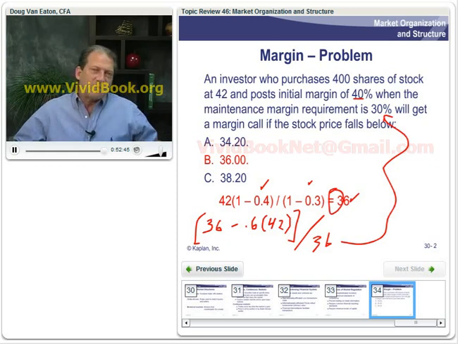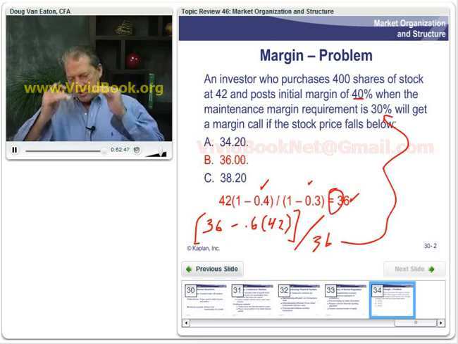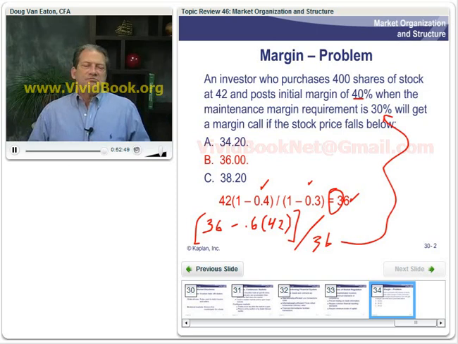But the formula is not that bad. Put initial on top of maintenance. It's okay, I comes before M in the alphabet. Shouldn't be too hard to remember. So 1 minus the initial over 1 minus the maintenance times 42. Don't worry about the 400 shares. Pick 36. Save yourself some time on these easy calculations so you can spend that time wrestling with ethics questions that you can't figure out for the life of you.